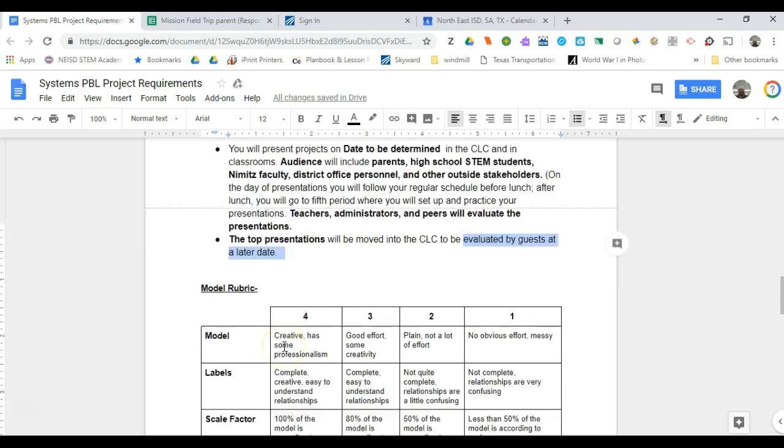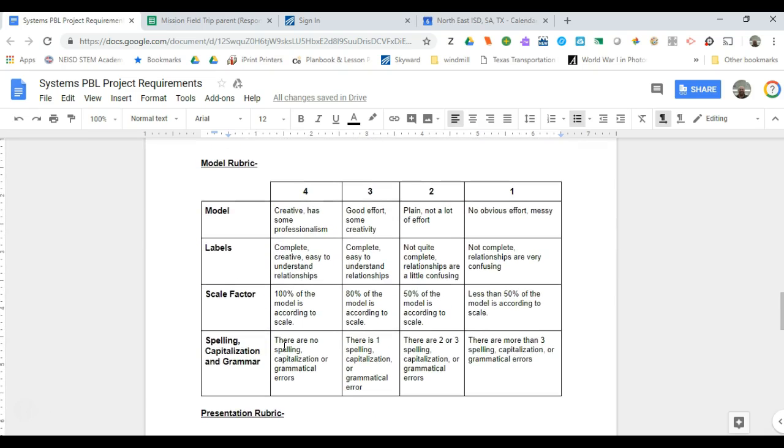Now, the model rubric is here. I'm not going to insult your intelligence and read this whole thing to you, but the idea there is that you want to be in this number 4 category. Okay, creative, complete, 100%. There are no spelling, capitalization, or grammar errors. You want to make sure you're there and not 3, 2, or 1. With 1, you're going to kill your grade because we're talking about less than 50% of the model being according to scale. This could go bad, okay? Make sure you have a good model.